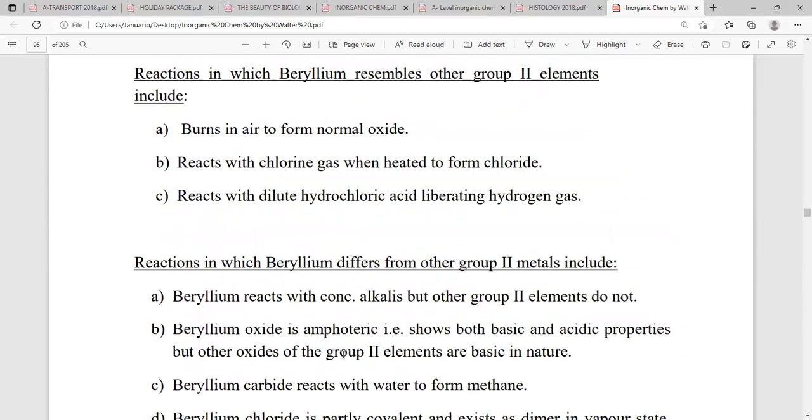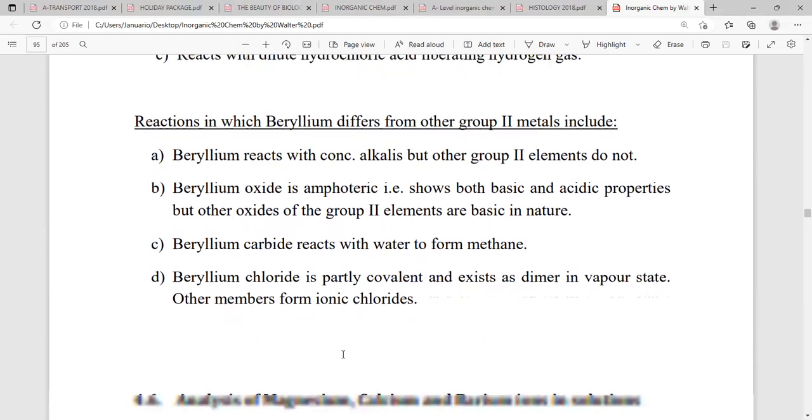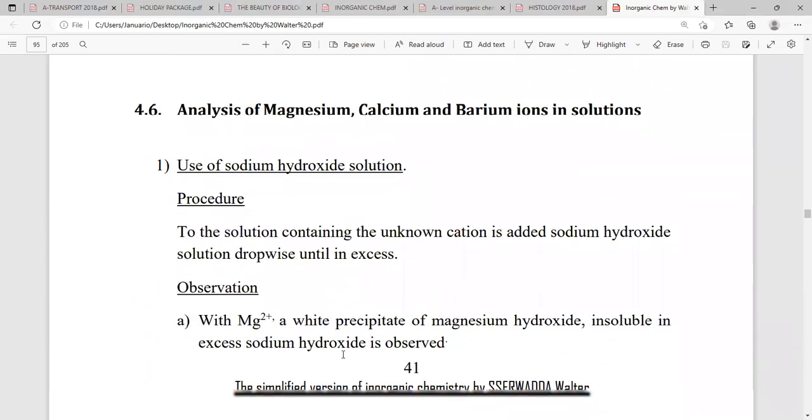You look at some of the reactions where it resembles other group 2 elements: it burns in air to form a normal oxide, reacts with chlorine once heated to form a chloride, and reacts with dilute hydrochloric acid liberating hydrogen gas. Elements which liberate hydrogen from its compound are higher than hydrogen in the reactivity series.